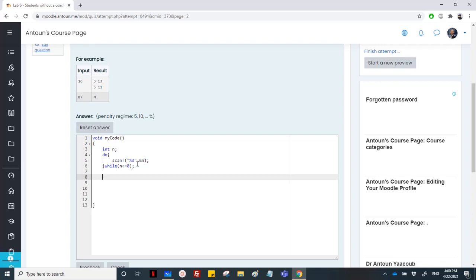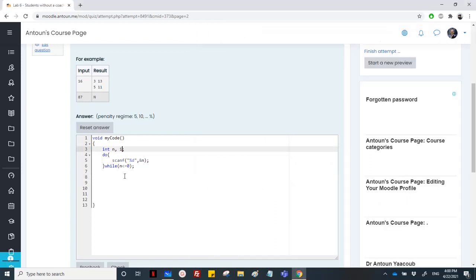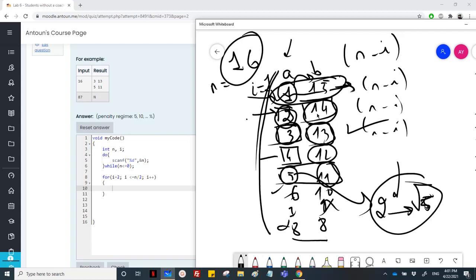And then I need to loop, obviously, from 2. I will skip 1 because we don't consider 1 a prime number. So I will start from 2 till n over 2. Obviously I need a counter because I need to loop. So for i, I will start i equal to 2, and I will reach till n over 2, including n over 2. Obviously, I'll be incrementing the counter each time. So i tells me the value of A, and n minus i tells me the value of B.